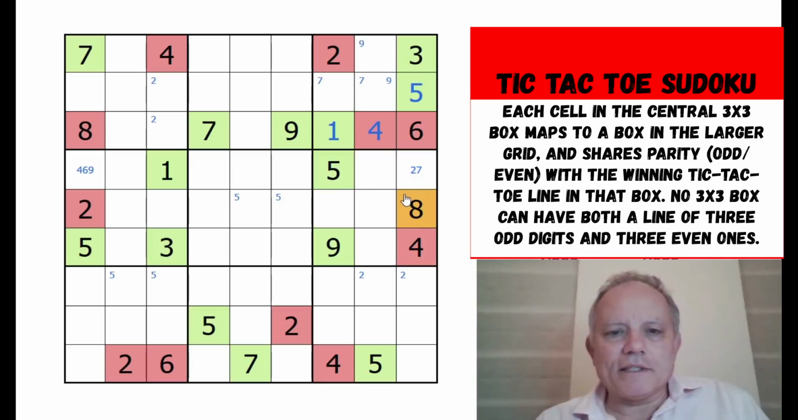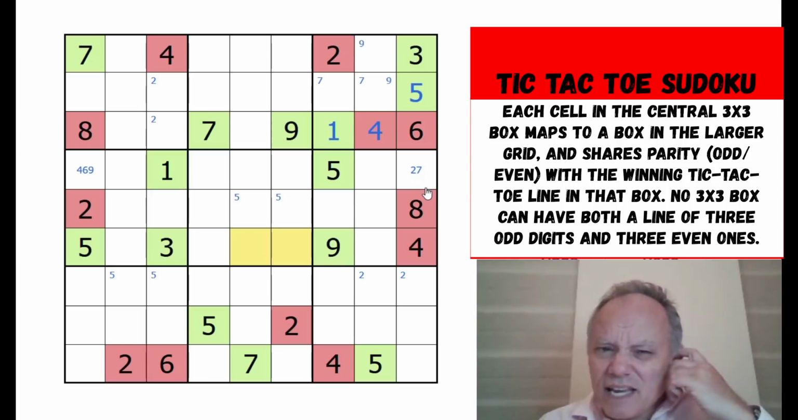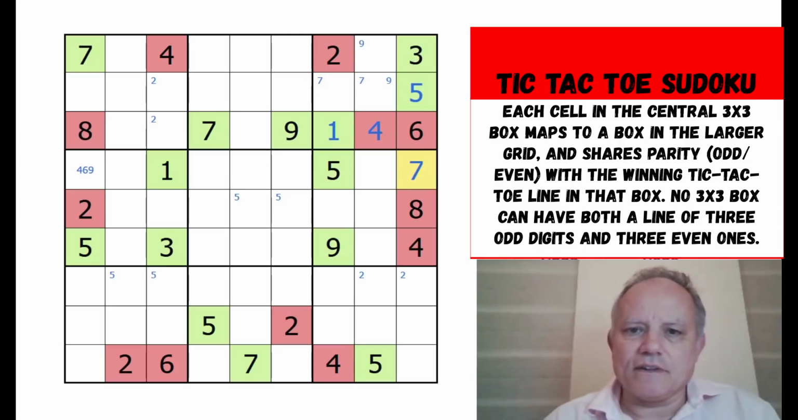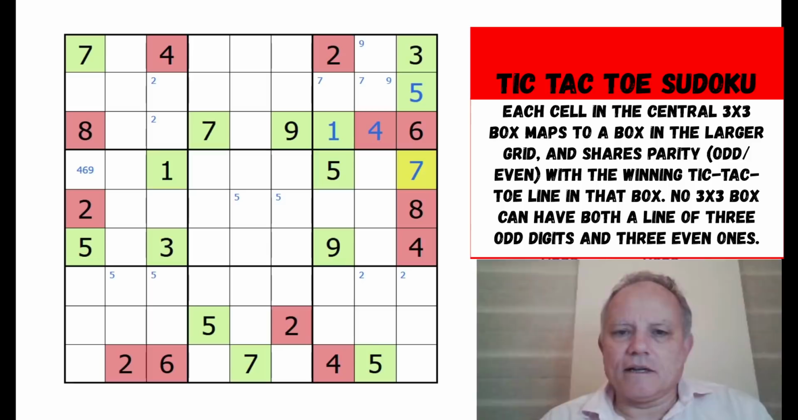The even winning lines, and there must be 4 of them because we've got to fit 4 even digits into the central box, must all be on the diagonal. Mustn't they? Yeah, that's right. They can't even be straight through the middle because there'd always be an odd winning line. Now that means we can never have an even horizontal or vertical run of 3 in a box because there'd always be an odd one as well. And the rules specifically say that can't happen. So this is not a 2. That is a 7. We can color it green.